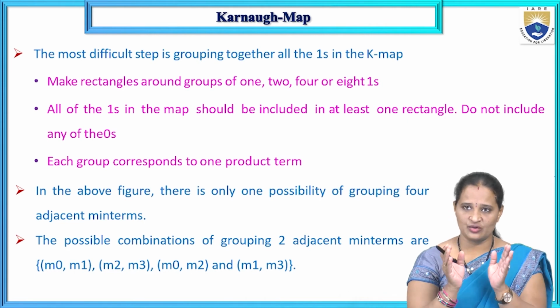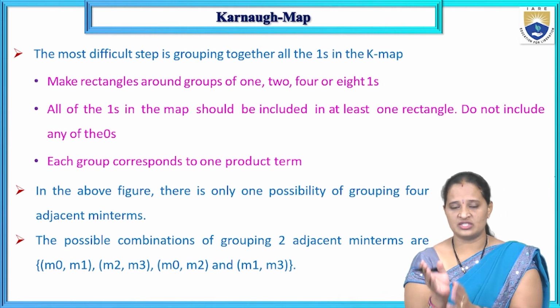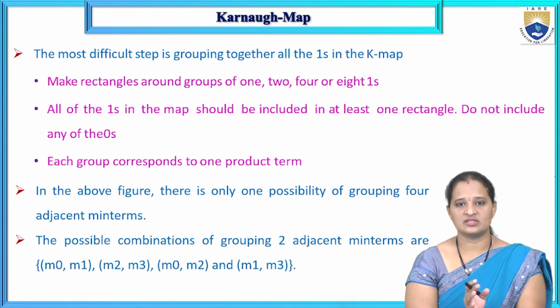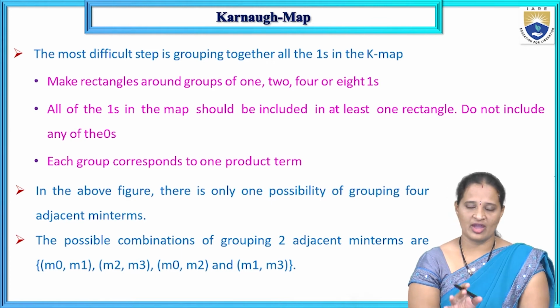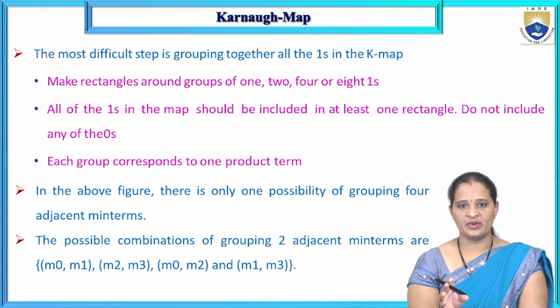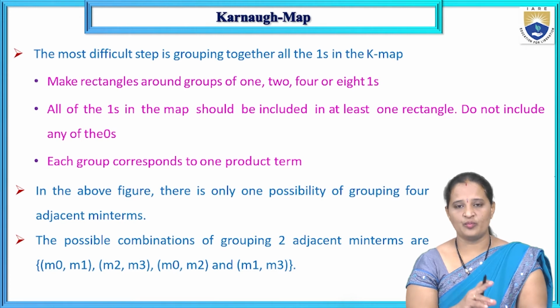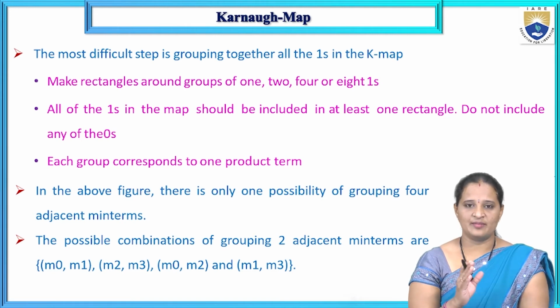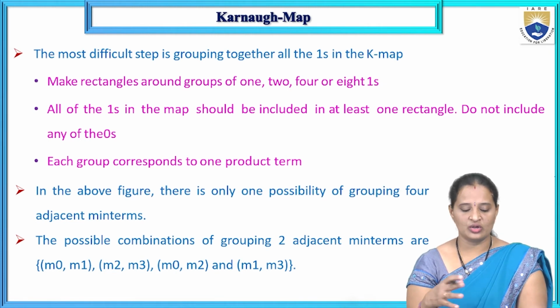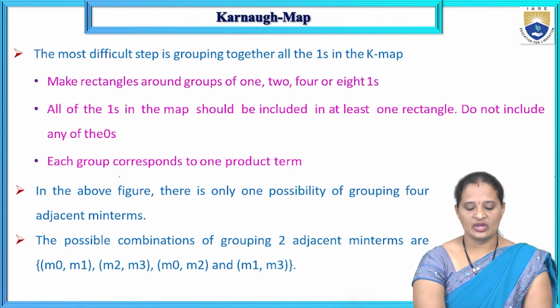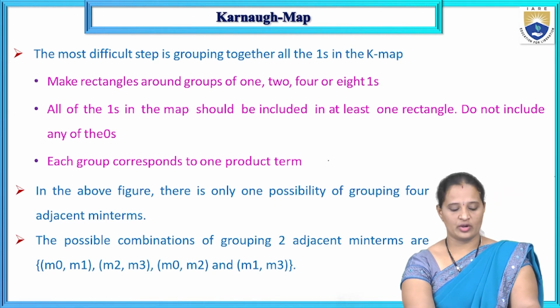So that means either you can group the cells of zeros or cells of ones, but we cannot group zeros and ones in combination. That is the thing you have to remember. Whenever you are grouping the cells of ones, then group only cells of ones. Exclude zeros. When you are grouping zeros, only group the zeros. Don't consider ones. So each group corresponds to one product term.